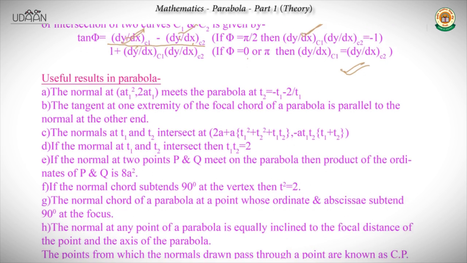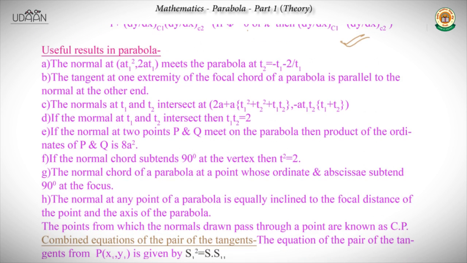Next, useful results in parabola. If the normal at (a t1 square, 2a t1) meets the parabola, definitely that normal will meet again at another point, but at that point it is not the normal. If it is P of t2, then t2 is given by minus t1 minus 2 by t1. Next, the tangent at one extremity of the focal chord of a parabola is parallel to the normal at the other end. This is a very important point, it can be asked anywhere.